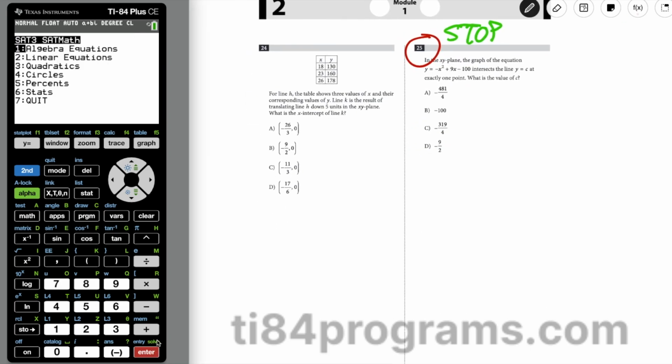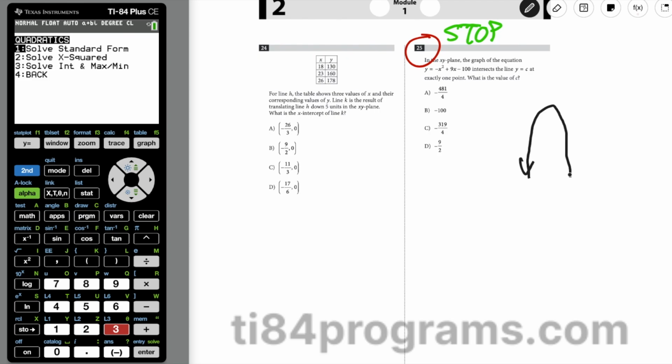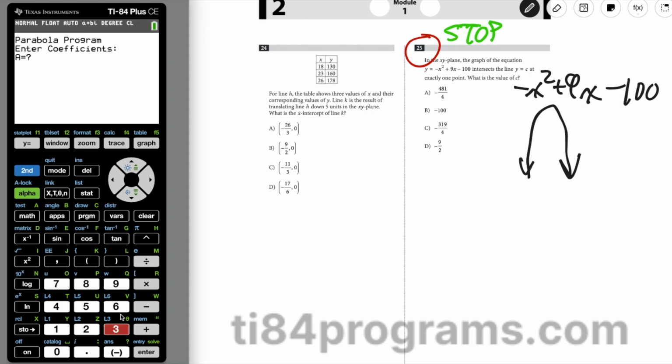Okay, so what's going to happen here is this is a quadratic. And it says it intersects the line y equals c at exactly 1 point. So that means, man, that's going to be a max, because it's a frowny parabola because of that negative x squared thing, the negative x squared plus 9x minus 100. So we want to solve for the intercept or max min, so that's option 3 there of quadratics. A is negative 1, because again, the negative without a number there, we're going to assume it's a negative 1 as a coefficient. And then the B is 9. And then the C is negative 100.